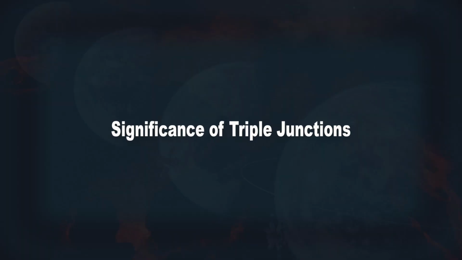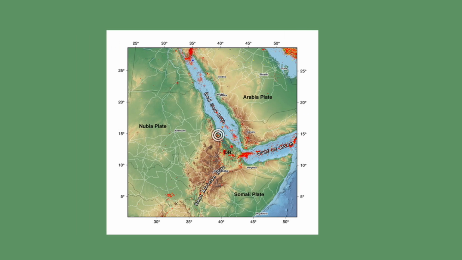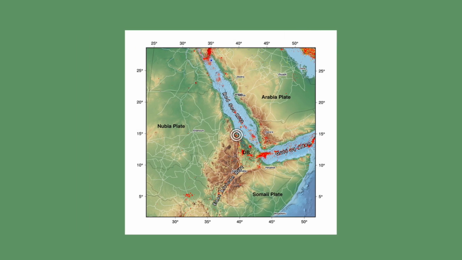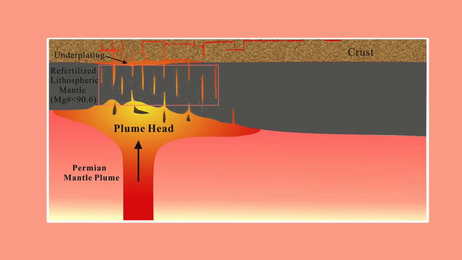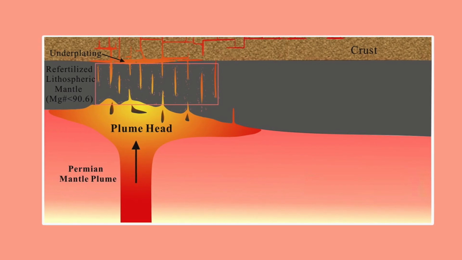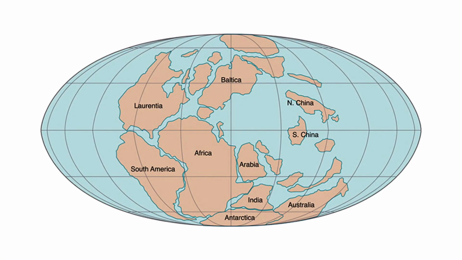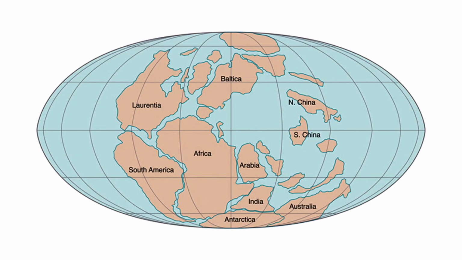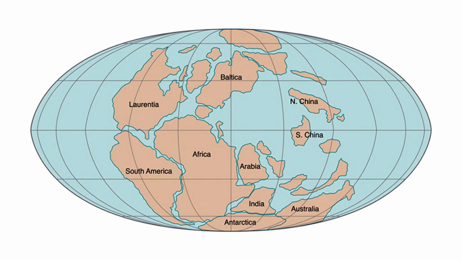So, let us know about the significance of triple junctions. Triple junctions are important because they often mark the beginning of continental breakup. They help scientists understand how mantle plumes interact with the crust and how a new ocean begins to form. Not all rift arms in a triple junction become successful, showing that continental breakup is not always symmetrical or predictable.